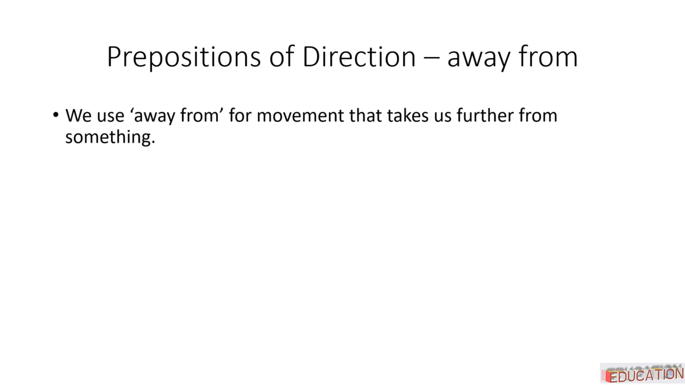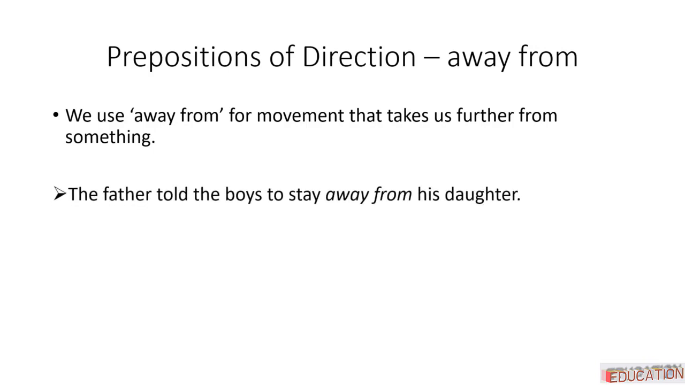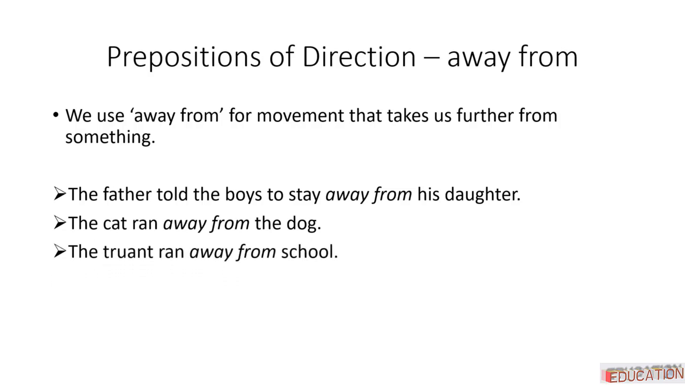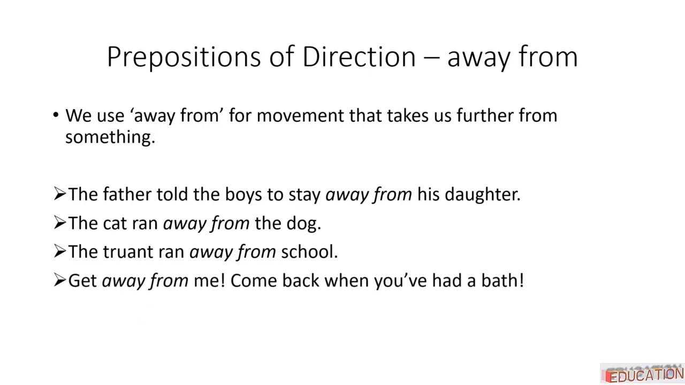And the opposite of towards is away from, which is movement that takes us further away from something. The father told the boys to stay away from his daughter. Cat ran away from the dog. The truant ran away from school, and a truant is someone who should go to school but doesn't. Get away from me. Come back when you've had a bath. Obviously, someone's a bit smelly.